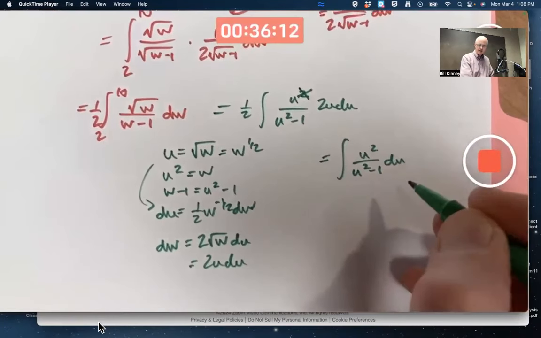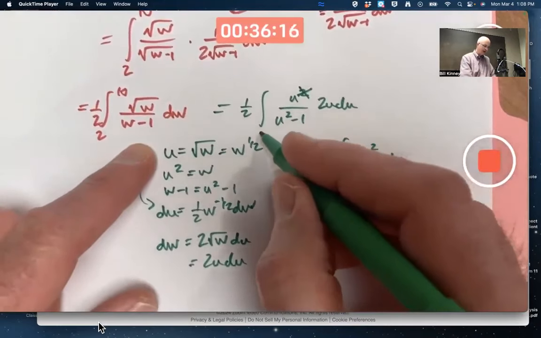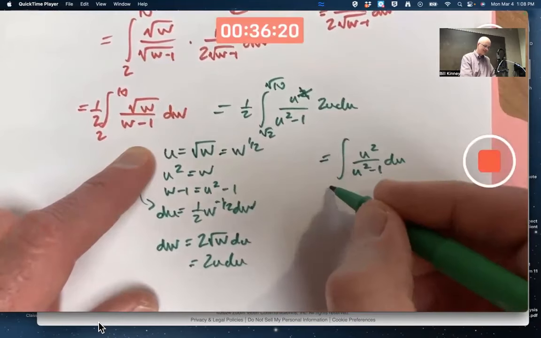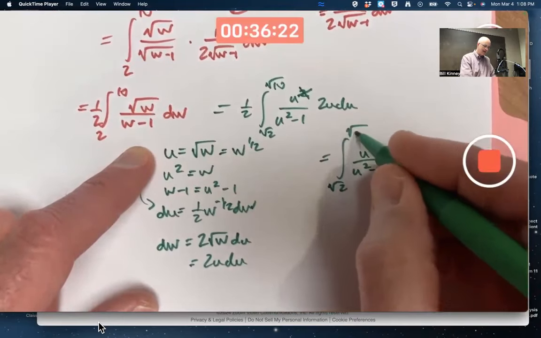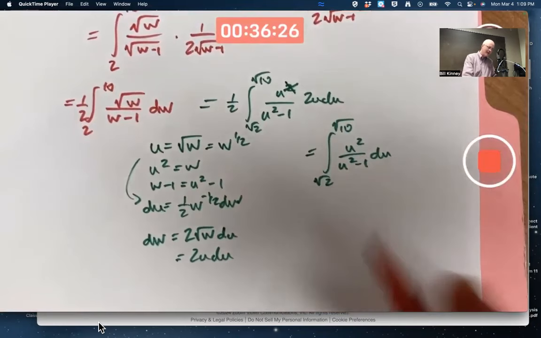I do need to change limits of integration. When w is 2, u is square root of 2, and when w is 10, u is square root of 10, which are not nice numbers. But it is correct. And I could finish this by hand, but I'm not.